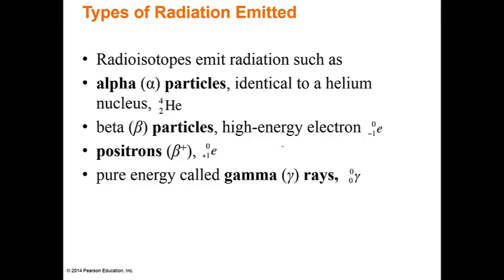2 protons and 2 neutrons, all right? Beta particles are high energy electrons, and we'll talk about how they get shifted out. Then we have what are called positrons, which are emitted from the nucleus, and then we have pure energy radiation called gamma rays. All right, so how do these things come about?